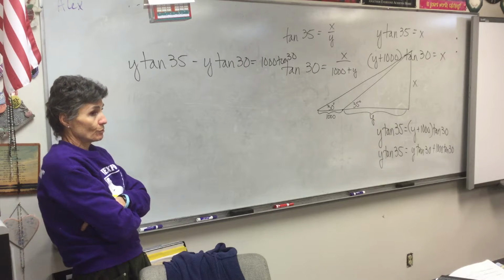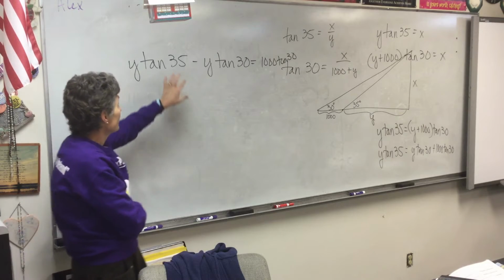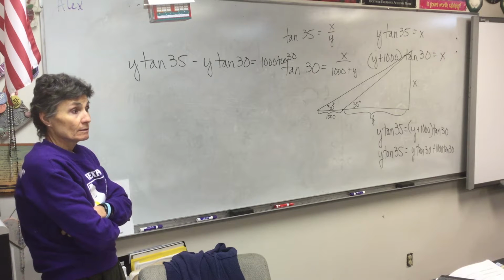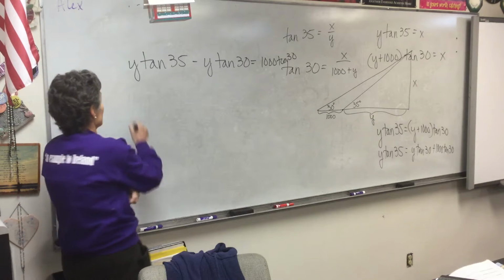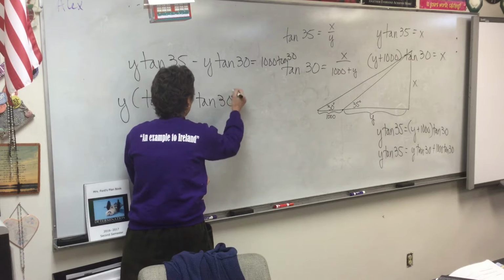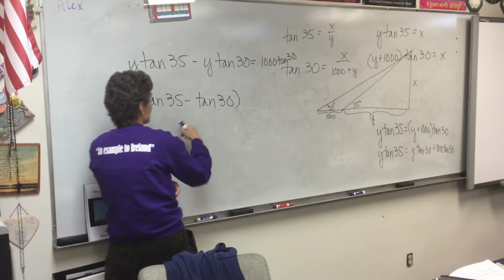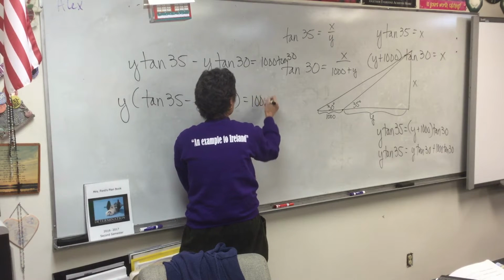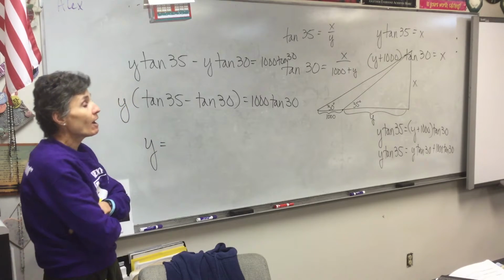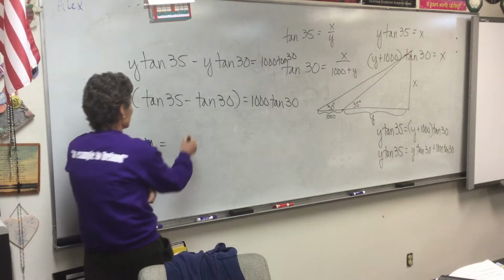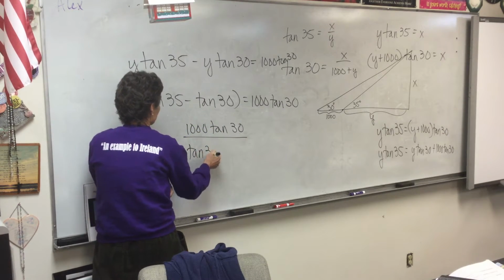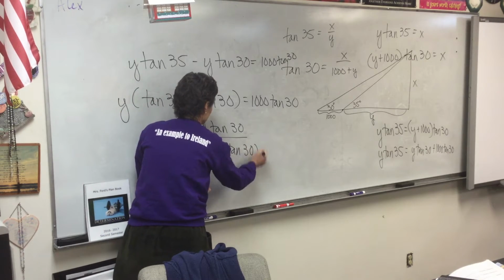Now, what do you think I'm going to do if I have to get just one y? What could I do here to get just one y? How about factor it out? If I pull out the y, then I'm going to have tan 35 minus tan 30 in parentheses. And now I will divide. Now I'll take 1,000 tan 30 and divide it by tan 35 minus tan 30.